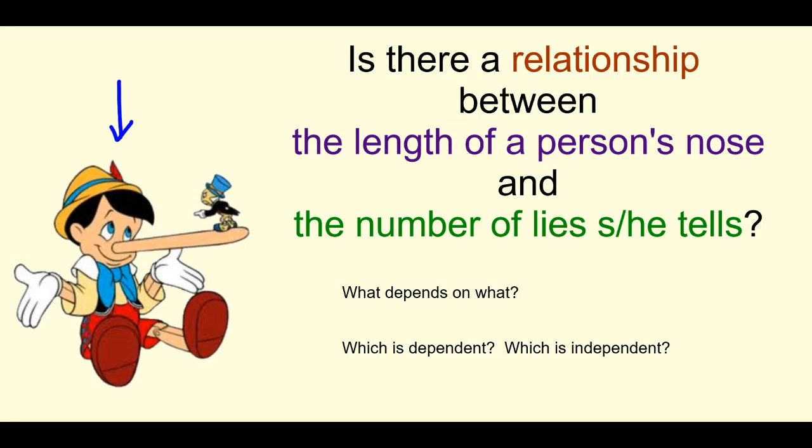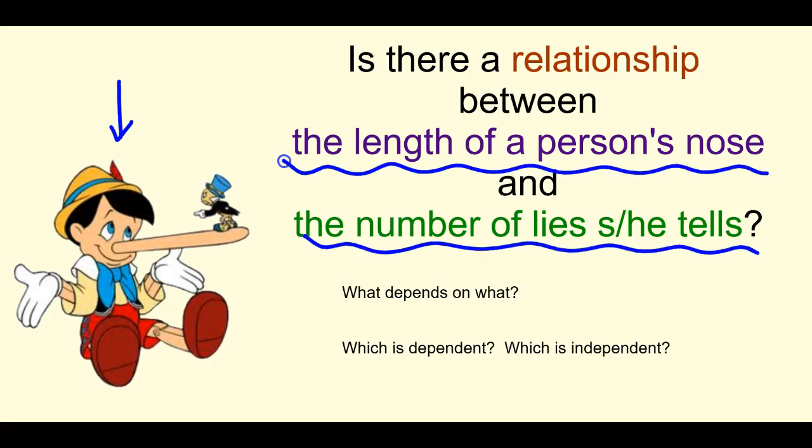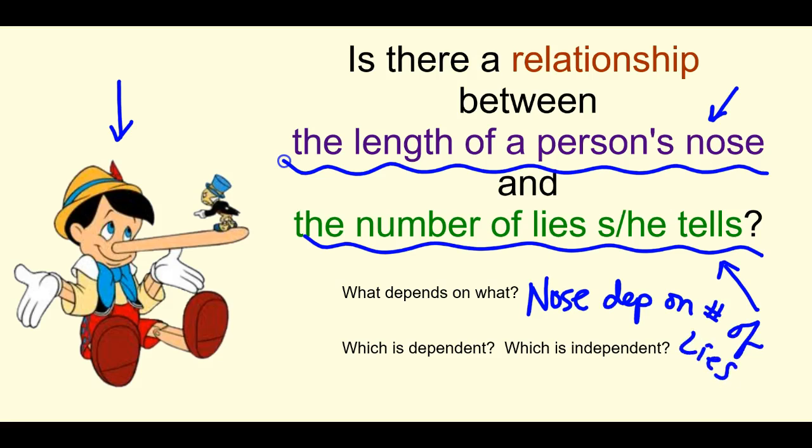Well, first let's go back and figure out what our two variables are. The two things that we can count or measure in this situation are the length of the person's nose and the number of lies that they tell. You can count or measure this, you can count or measure this. Those are the two variables, and they're related for Pinocchio, right? The more lies he told, the longer his nose grew. So what depends on what? Well, the nose length depends on the number of lies that he tells.